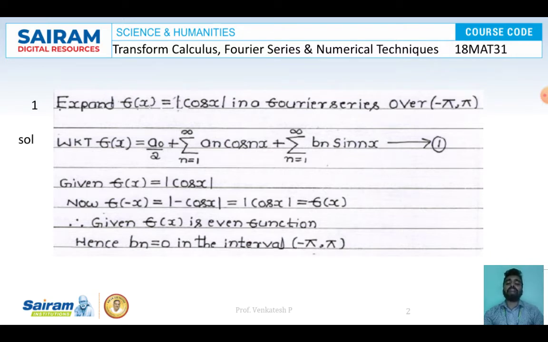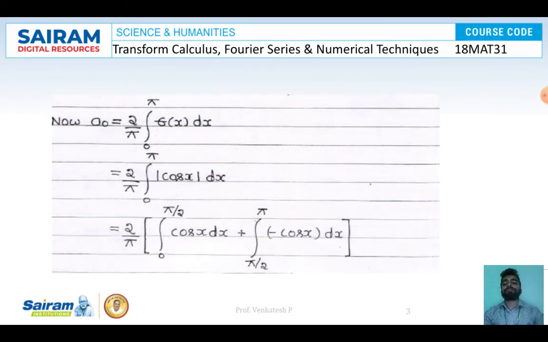Since the function f of x is even, there is no need to find the value of b n, because for an even function the value of b n is always 0 in the interval minus pi to plus pi. Now our job is to find the Fourier coefficients a naught as well as a n with the following formulas. First we will find a naught. a naught is equal to 2 divided by pi integral 0 to pi f of x dx.